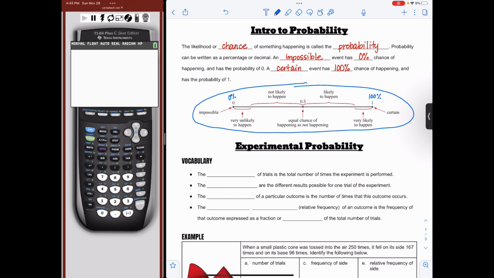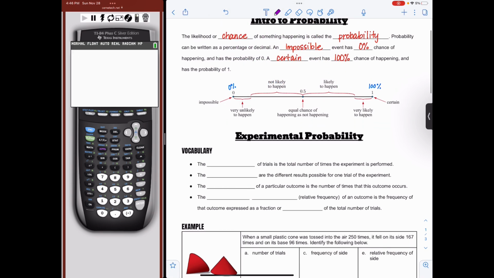Okay? So you know that if it's 0, it's impossible. If it's 100%, it's certain. If it's very, very close to 100, then it's very likely to happen. If it's in the middle, it has an equal chance of not happening as it will happen. And then the lower you get, the smaller the chance is that it is going to happen. All right, so let's look at experimental probability.